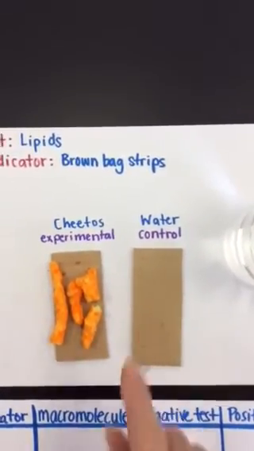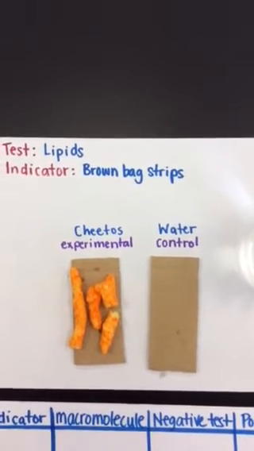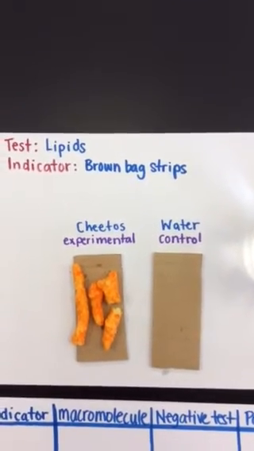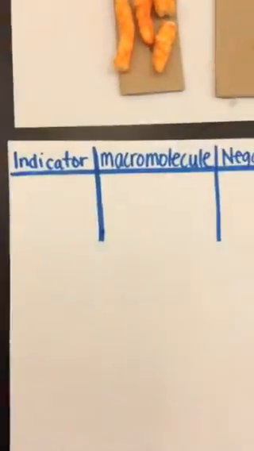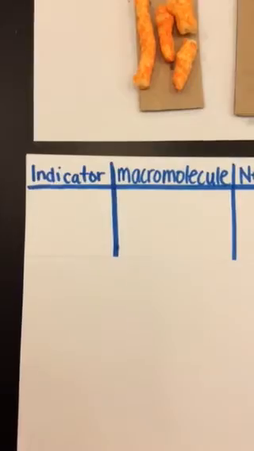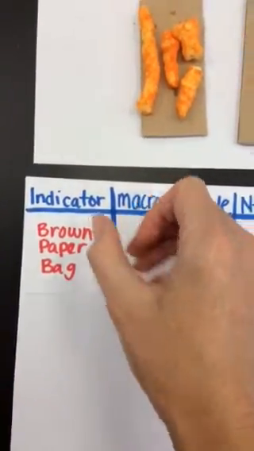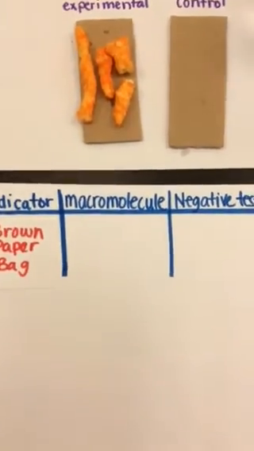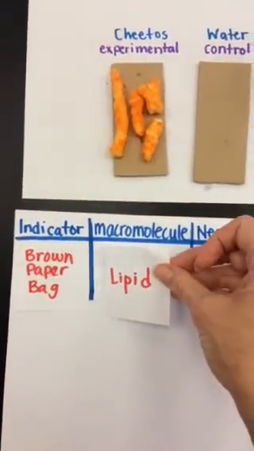Okay, so we have water here as our control, and our experimental group is the Cheetos, and we're testing for the presence of the macromolecule lipids. Let's fill in our chart. So the indicator we are using in this lab setup is a brown paper bag. The macromolecule that we're testing for is the lipid.